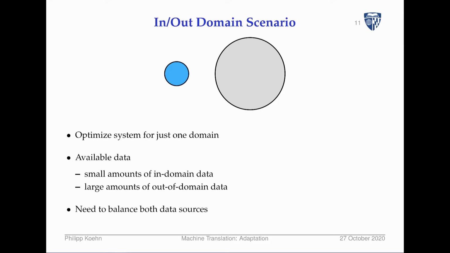Okay, the other scenario is much simpler, where we just say there is one particular targeted domain, and that's what we call in-domain data, and then there's all the rest. The typical scenario is that you have small amounts of in-domain data and large amounts of out-of-domain data. If you have large amounts of in-domain data and small amounts of out-of-domain data, it's probably best to just ignore the out-of-domain data. So the real challenging scenario is exactly this: small amounts of in-domain data and large amounts of out-of-domain data. So you need to balance these data sources.